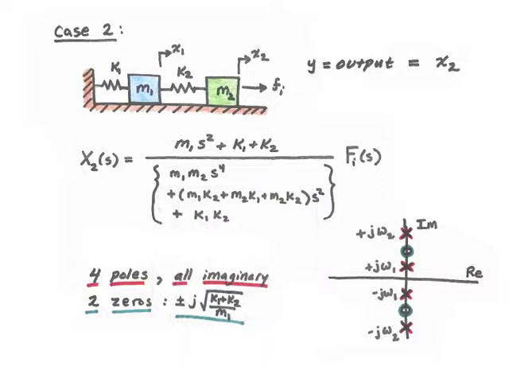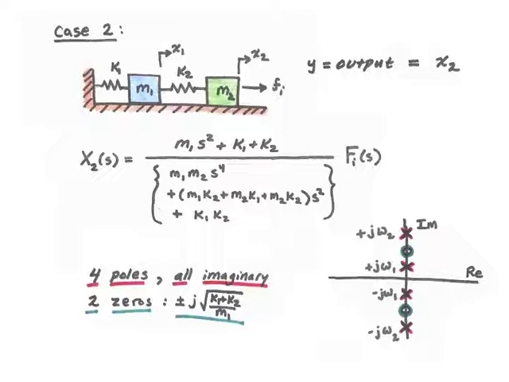Each of these sets of poles corresponds to a natural frequency. So this fourth order system has two natural frequencies. Let's call these two natural frequencies omega 1 and omega 2. Then one set of poles is at plus and minus j omega 1, and the other set of poles is at plus and minus j omega 2.